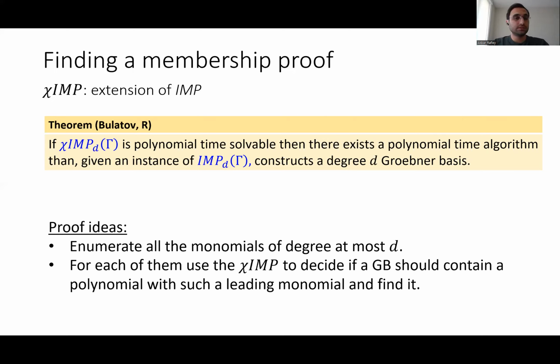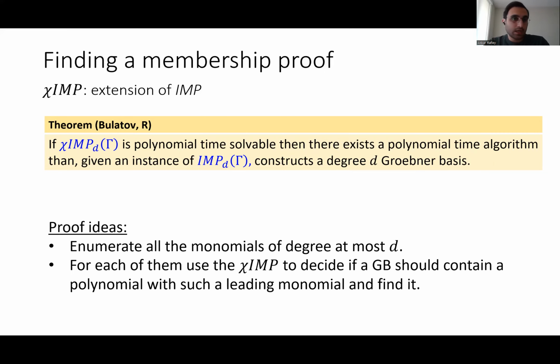And how does this algorithm work? Basically, we enumerate all the monomials of degree at most d with respect to graded lexicographic order. And then for each of these monomials, we use XIMP to decide if a Gröbner basis should contain a polynomial with such a leading monomial, and find that polynomial. So this basically bridges the gap between the decision version and the search for a proof. And also it has applications for sum of squares proofs and theta bodies. Please see our paper for this.